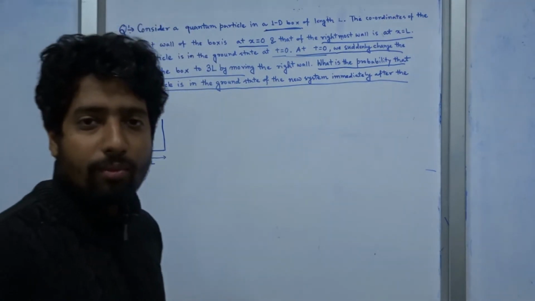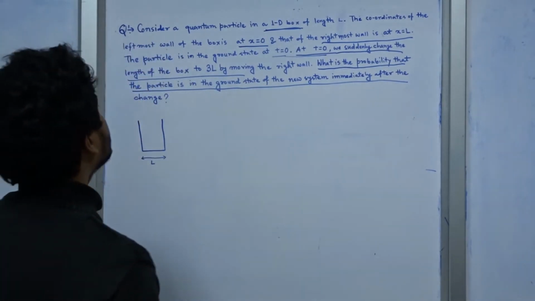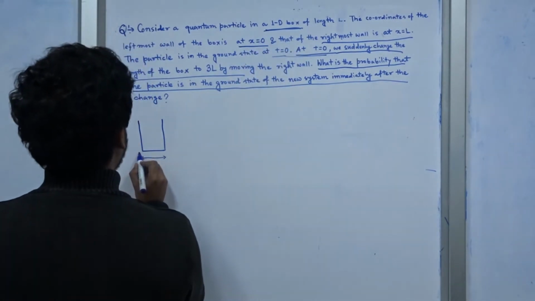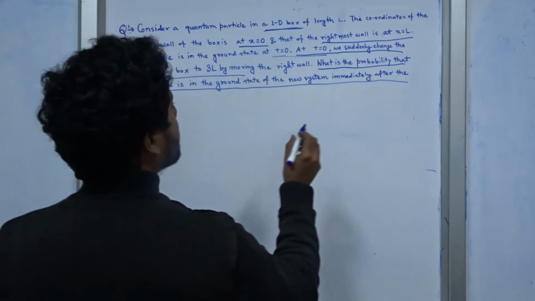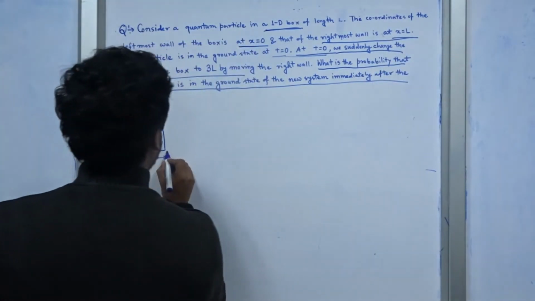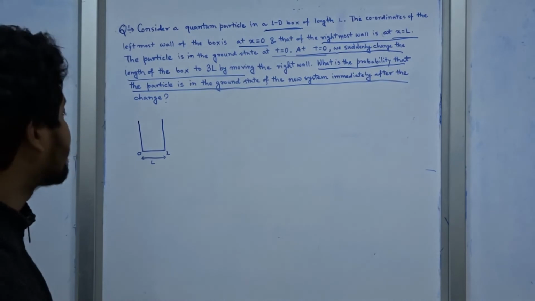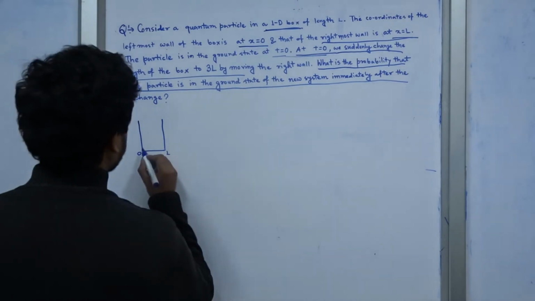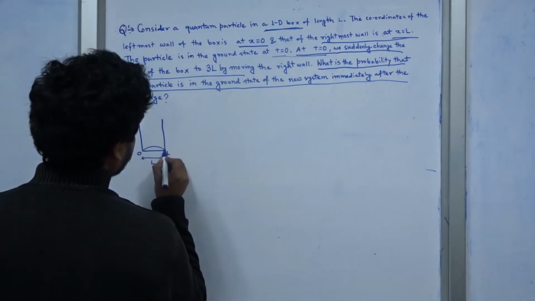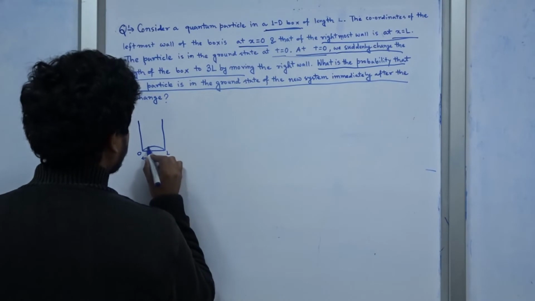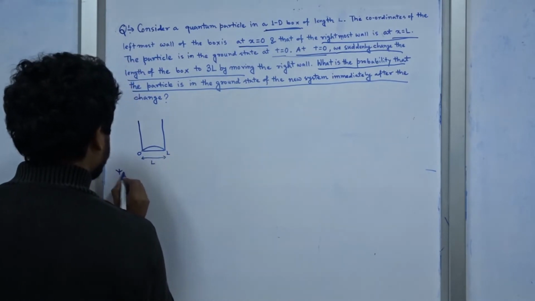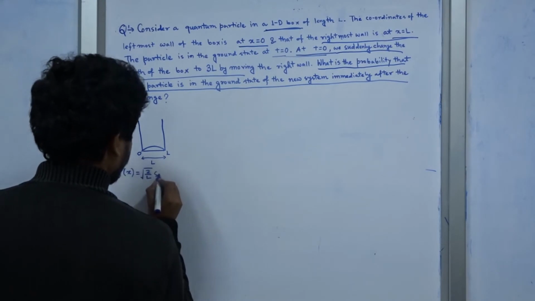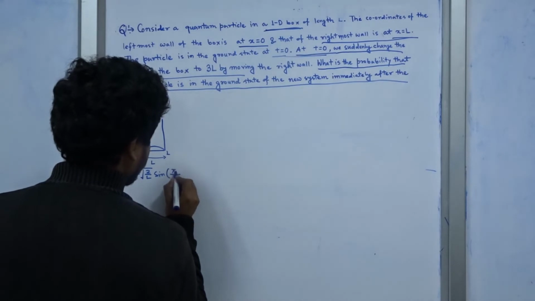Now it states that the coordinate of the leftmost wall of the box is x equal to 0, so it extends from x equal to 0, and the rightmost wall is at x equal to L. So we are familiar with everything, and the particle is in the ground state at t equal to 0. This is the problem of the 1D box in the ground state, which is very well known to us. We know the wave function as well, we know each and everything about this. That's the best thing.